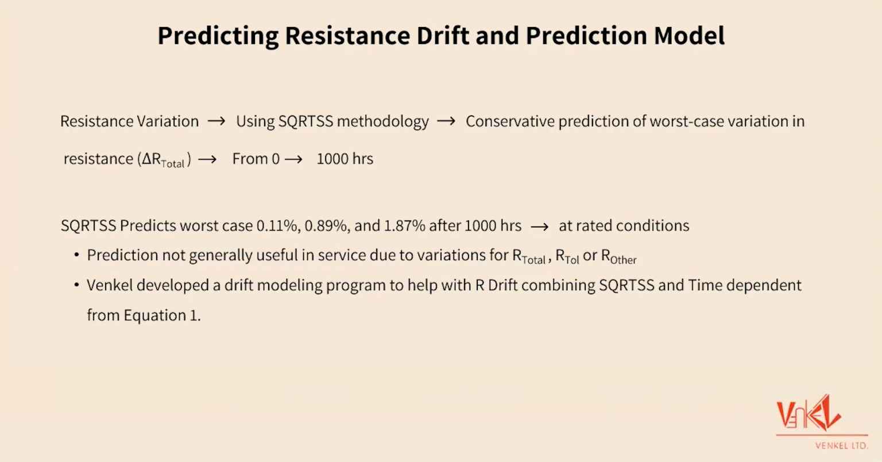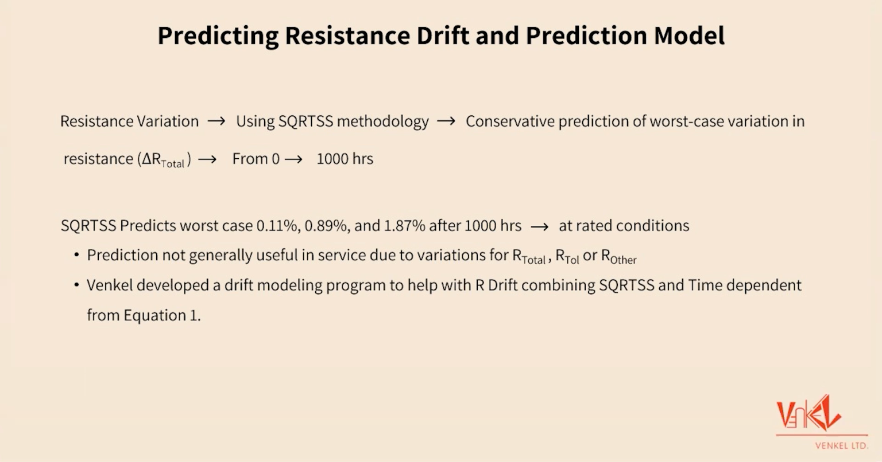Predicting resistance drift over time is critical for ensuring long-term reliability in electronic components. The SQRTSS methodology, short for square root of the sum of squares, provides a conservative approach for estimating worst-case resistance variation over periods of up to 1,000 hours. This methodology accounts for multiple sources of variation, combining them into a single prediction that avoids overestimating or underestimating drift. Typical worst-case values predicted by this model are 0.11%, 0.89%, and 1.87% after 1,000 hours under rated conditions.